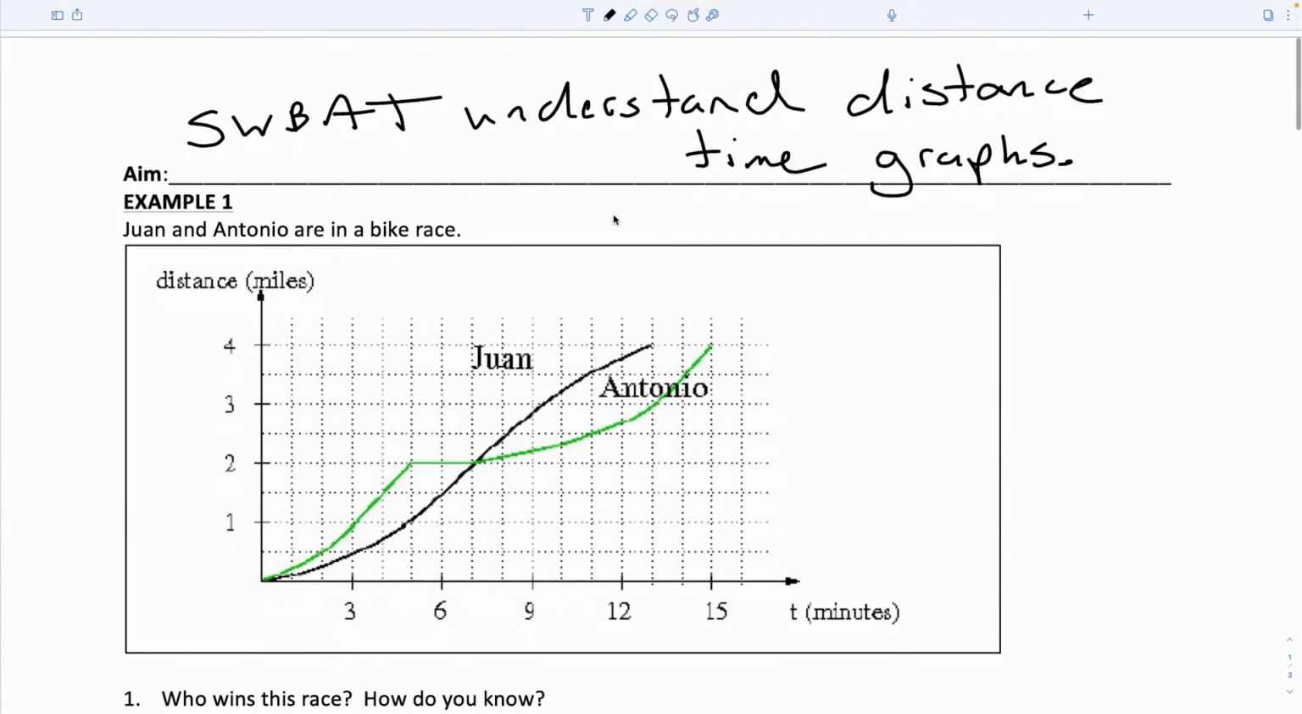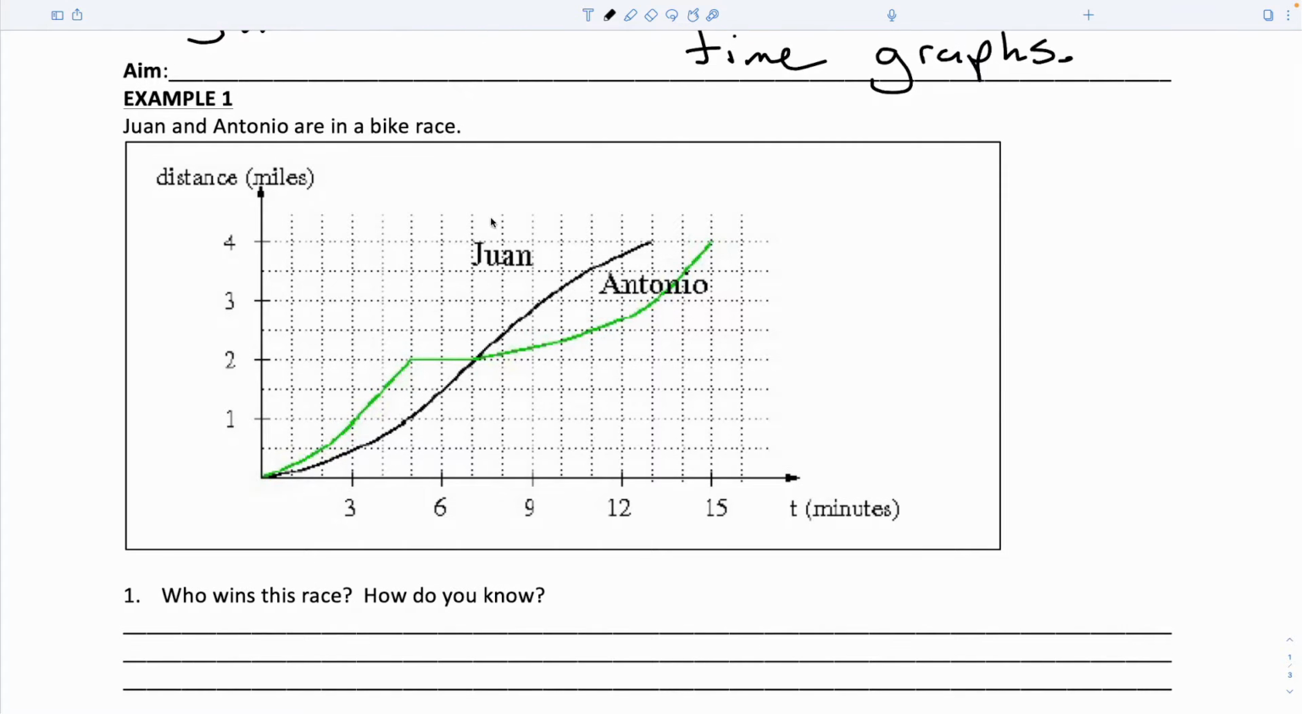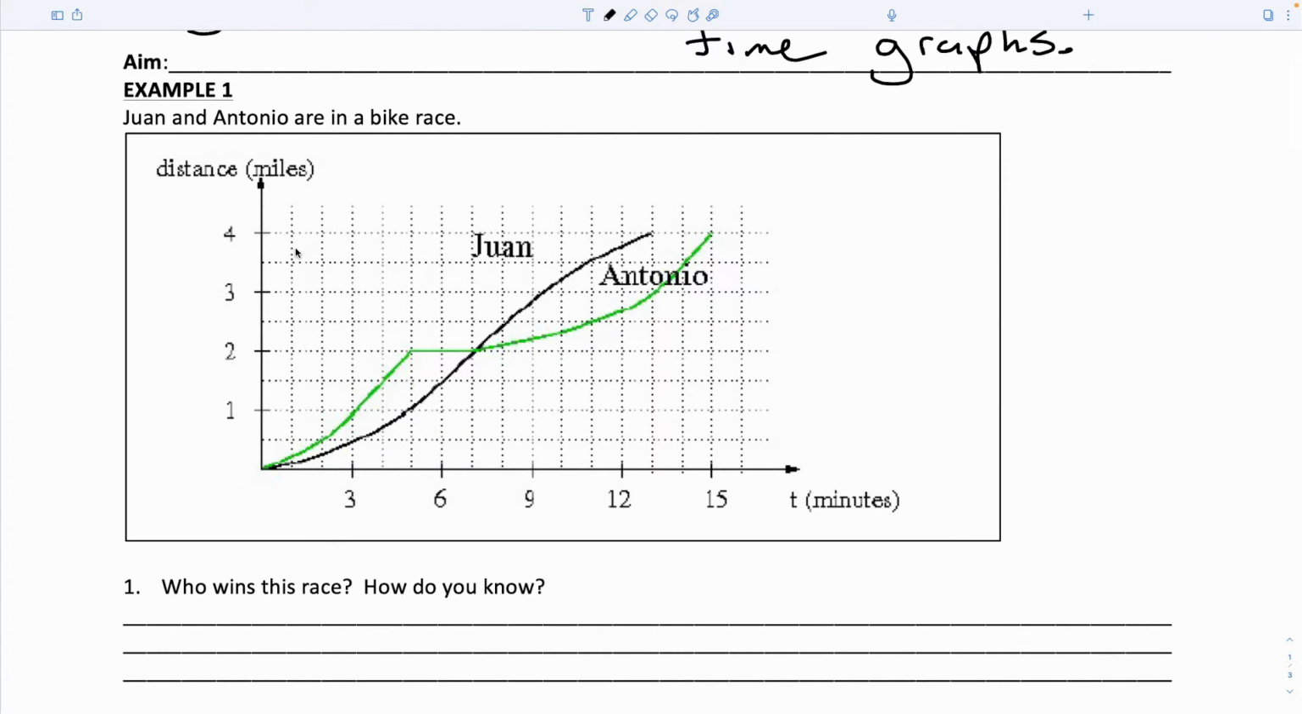So Juan and Antonio are in a bike race. That's all you know. In the y-axis, it's showing you time, or distance, excuse me. Distance, go back. In the y, it's showing you distance. So up and down is the distance. Left and right is showing you the time. That's the x.